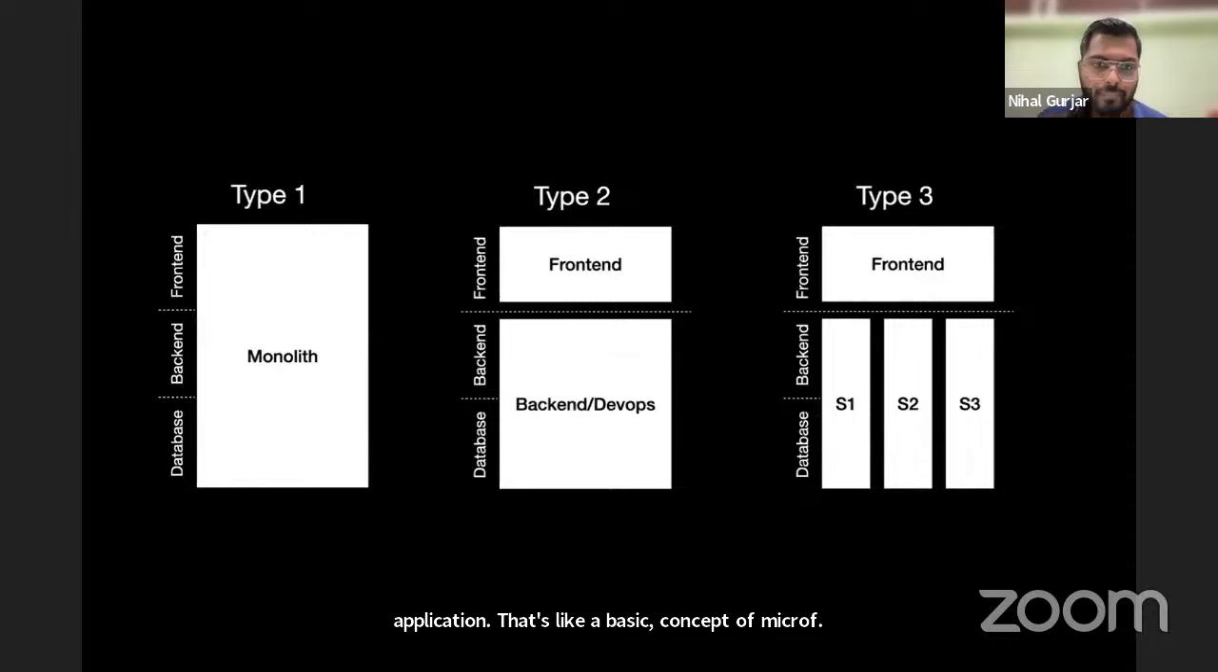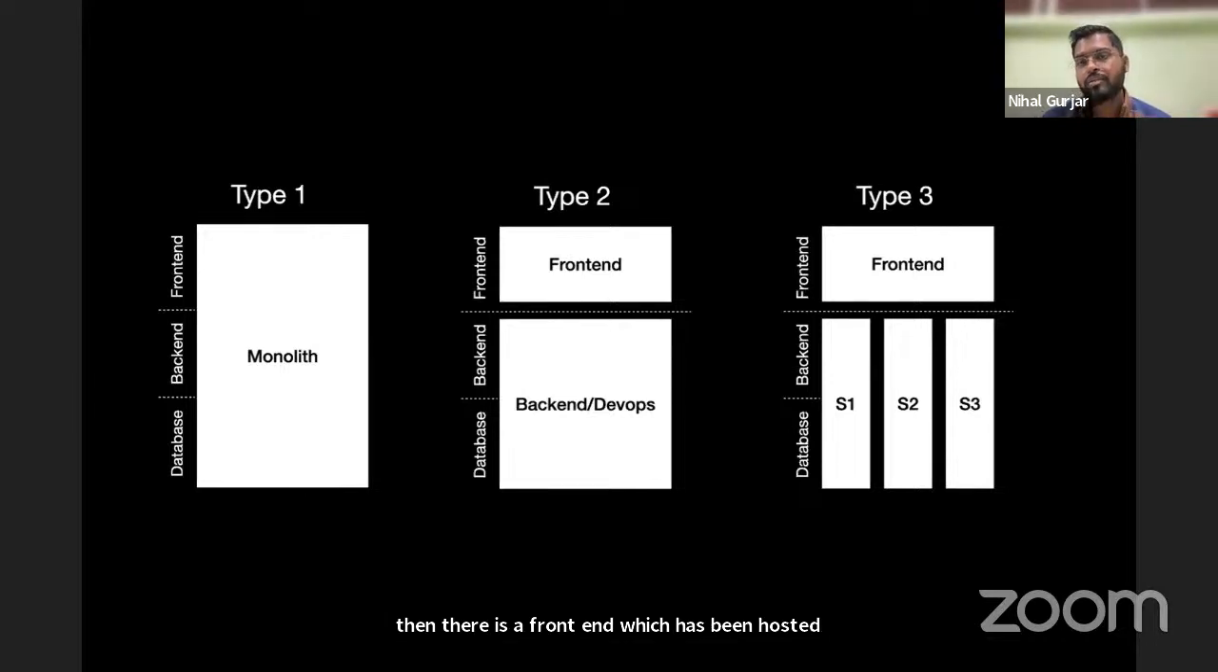Now, taking an example, we have multiple kinds of applications. One is type 1, which has database, backend and front end. It's called a monolithic application. Then there's type 2, which has a database and backend which is separate, and a front end which has been hosted separately.